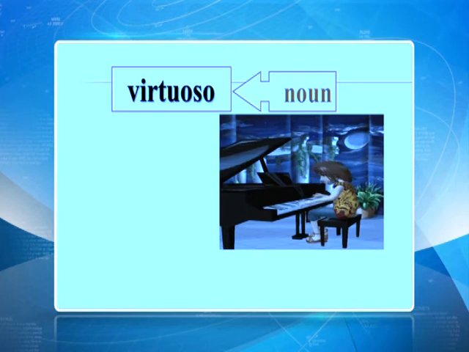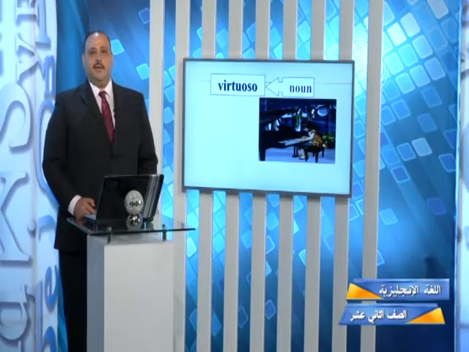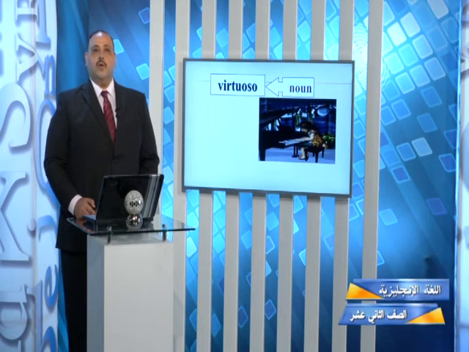The other word here is virtuoso. Virtuoso is also a noun. Now the picture can tell you something. He is someone who has skills and he is very skillful when playing music. That's why we say that this person can be described, or we can call him a virtuoso. So it refers to someone who has abilities or skills in music or any other pursuit.